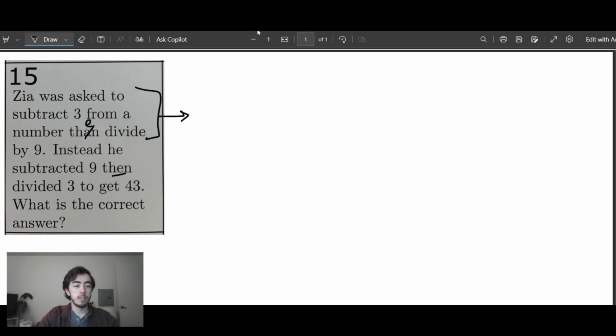Zia was asked to subtract 3 from a number. So I don't know what that number is, and so here's a great time for us to introduce a variable. So let's just say x. Zia was asked to subtract 3 from a number, then divide by 9. So this is what Zia was supposed to do. Instead, he subtracted by 9, then divided by 3 to get 43.